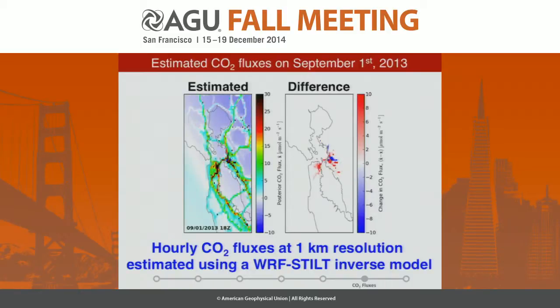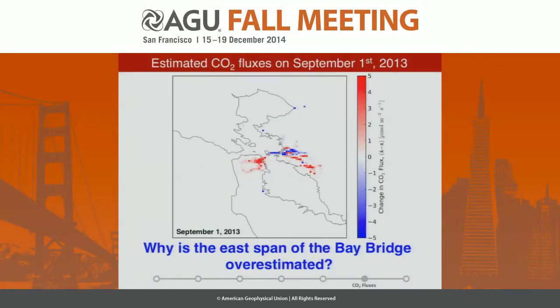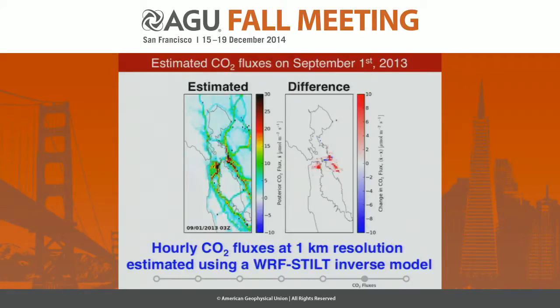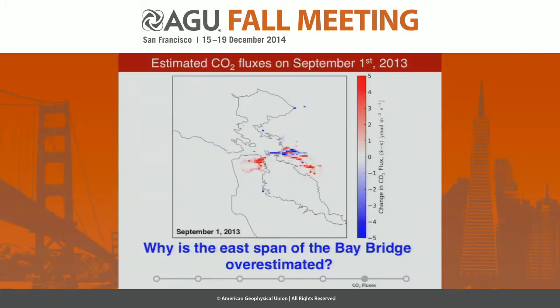So we have hourly CO₂ fluxes at 1 kilometer resolution using a WRF-STILT inverse modeling framework. What I think is most interesting is what's plotted on the right, which is the difference between the posterior, the estimated fluxes, and the prior, which is the inventory that I put together. You can see some pretty large changes occurring, but it's difficult to really tell based on this animation. So what I did was I summarized it by showing the mean over this day.